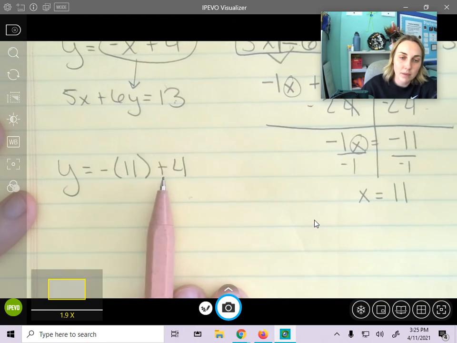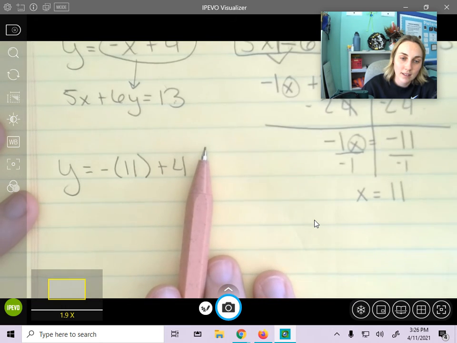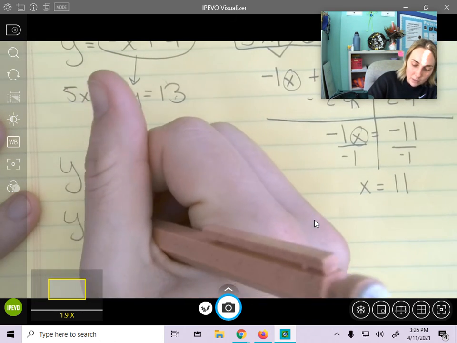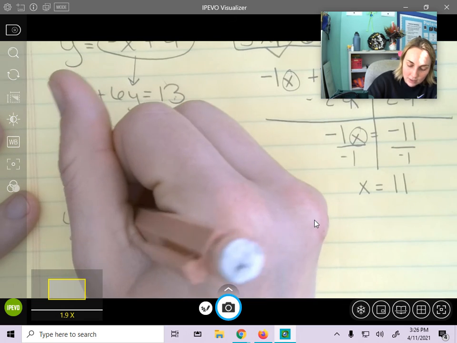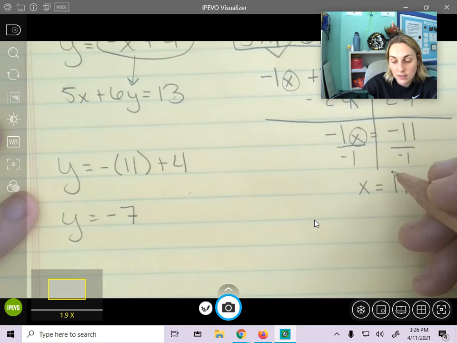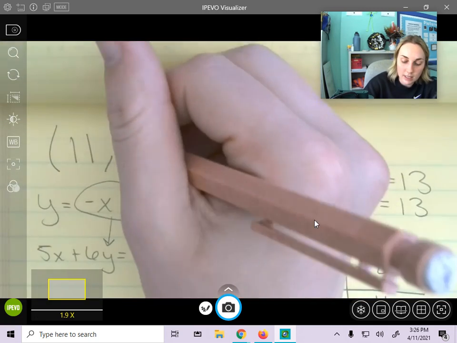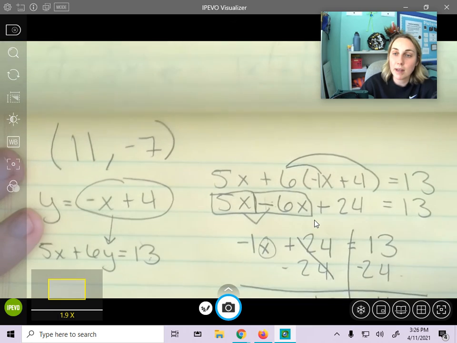So negative 11 plus 4 is going to give me negative 7. So therefore, my y value is negative 7, and I have found my ordered pair.